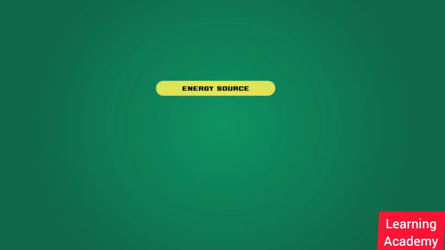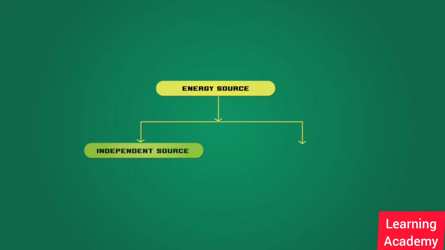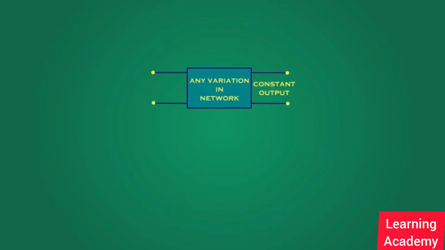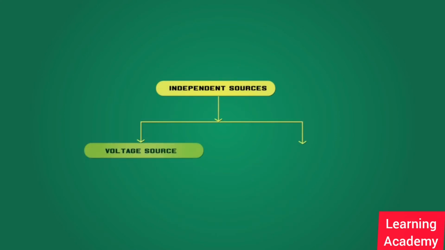There are two types of energy sources: independent sources and dependent sources. Now we will talk about independent sources. The output of an independent source does not change with any kind of variation in the network. Independent sources actually exist as physical entities, such as a battery or a DC generator. They are further classified into two sources: voltage source and current source.